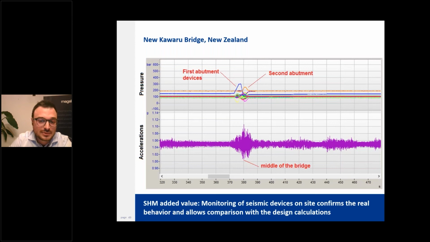Here we see some results in terms of acceleration of the bridge and pressure in the dampers, measurements that were used to confirm the real behavior and validate the design.